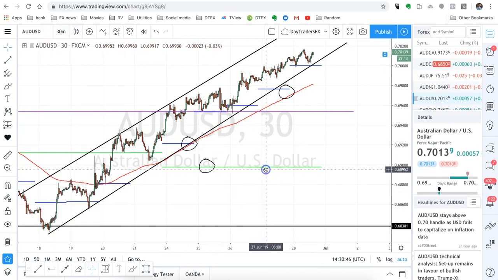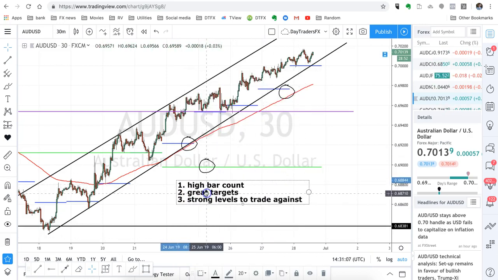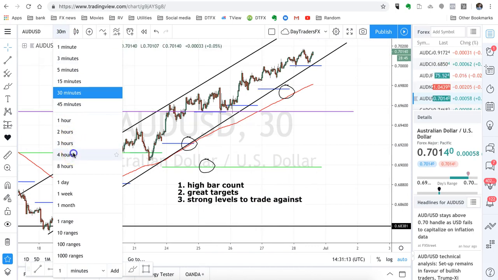As this bar count gets higher and these targets get more interesting, this makes for a great trade. The three elements that we need are high bar count, which we're getting there, we've almost got it on this 30-minute chart; great targets, which we've got; and strong levels to trade against. So we've got that bar count in the works, great targets to trade towards, and now the strong level to trade against. That's the doozy that we're looking for right here.